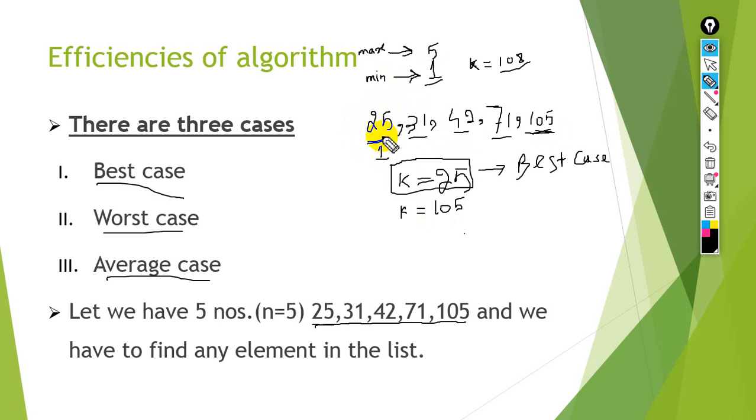How many steps, iterations or comparisons did the algorithm take here? 5. We can say 5 is the maximum time complexity of this algorithm.